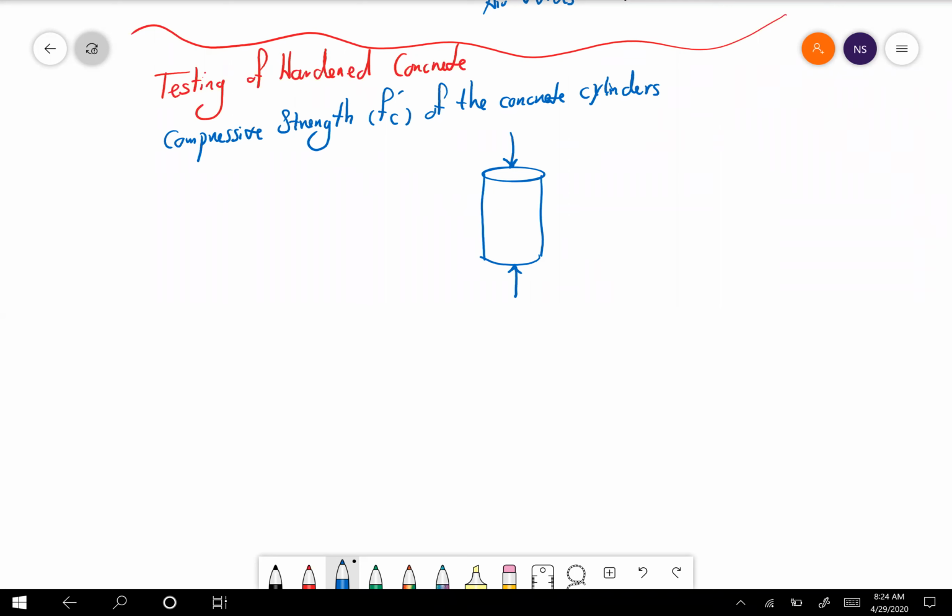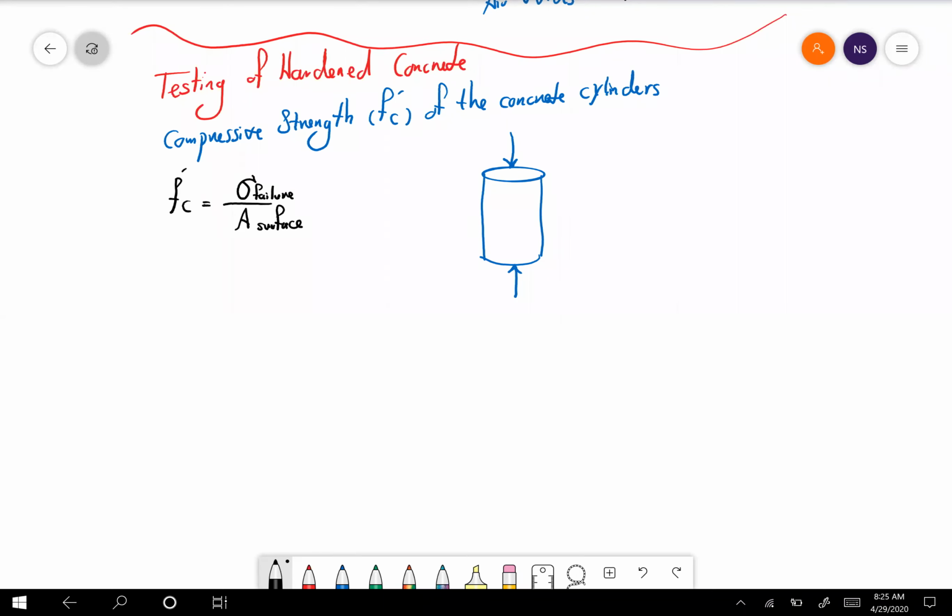And once you divide the stress, so compressive strength, or f'c, will be the sigma of failure divided by the surface area. And that would give you the compressive strength.